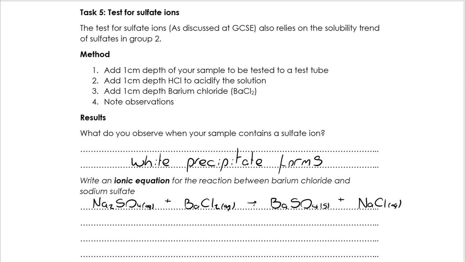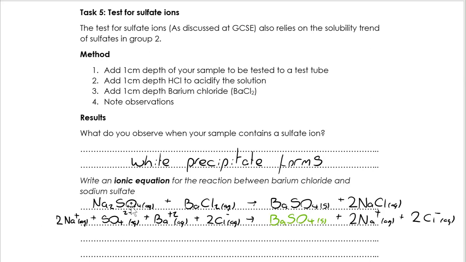It's solid. We have to remember that. And that's vital for when we move on to do our ionic equation. I've balanced it there, so we've got 2 NaCl. And now let's break down the aqueous ionic substances. So I've got 2Na+ and SO4 2-. I have Ba2+ and 2Cl-. I haven't broken down my barium sulfate because it's solid. It's insoluble, so it doesn't break down into its ions. And I've got my 2Na+ and my 2Cl-.